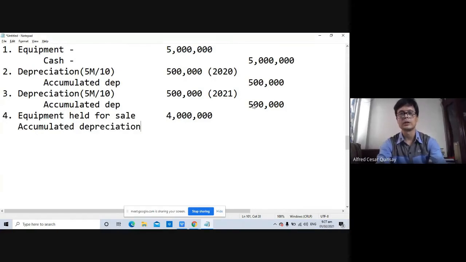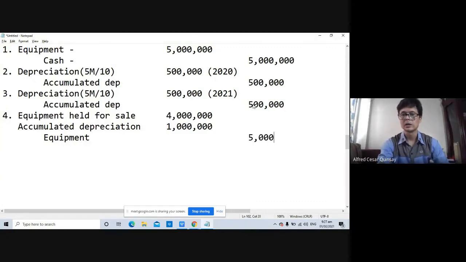Nakita natin kanina based on our computation 500,000. So 1 million na 'yon by December 31, 2021. So ang ano natin dito is yung equipment. So debit equipment, how much is that, no? Tatanggalin na natin siya dun sa asset na dun sa PPE. Okay, so for 5 million.